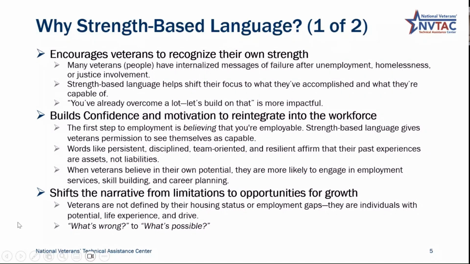Because there are a lot of times when we're dealing with veterans who are experiencing homelessness, and we look at all the missed opportunities, everything that they did wrong, but it's really about shifting that mindset and that focus to looking at what's possible and what are the opportunities available for this person to grow. Next slide, please.